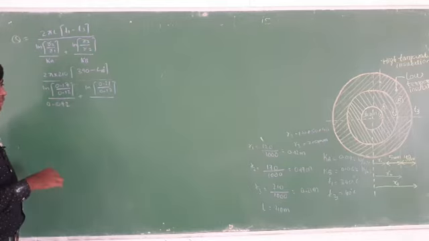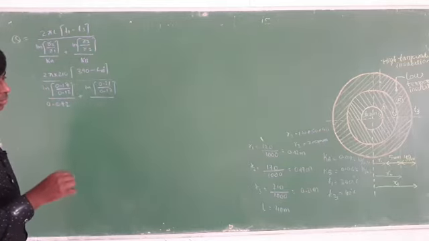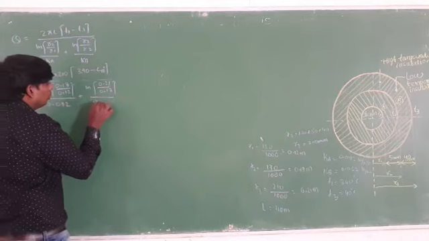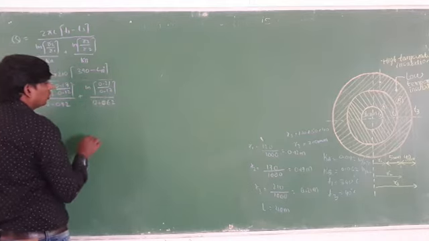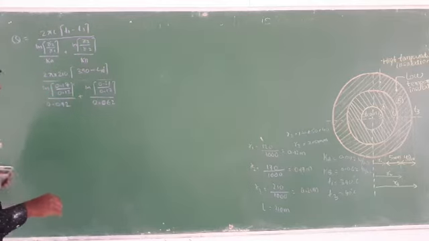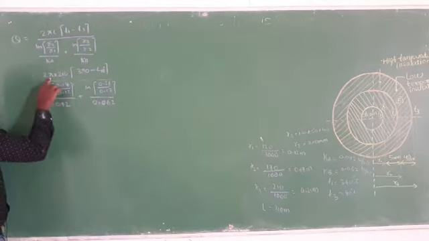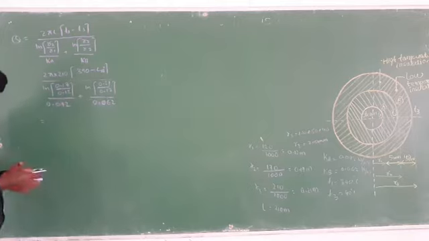0.092, and Kb value, how much is it given? 0.062. This is Kb, 0.062. Here as you can see, you can write 2 pi into 210. So with the help of the calculator, try to solve that. 2 into pi into 210, so here you get 420 pi.